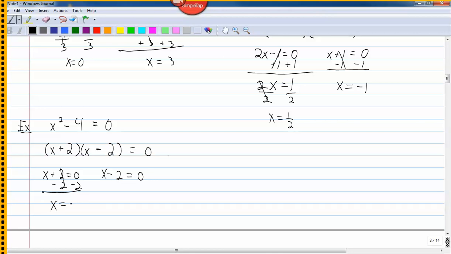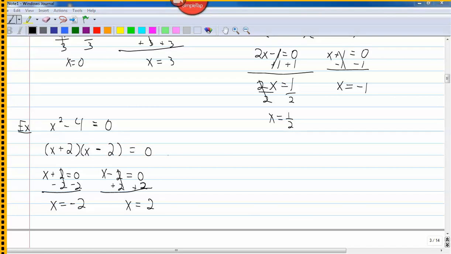Alright, so you get x equals -2, and you get x equals +2. Alright, so that is how you would solve that by factoring. However, there is another way that you could solve that, which leads us into our next technique for solving quadratic equations, and that is by the square root method.